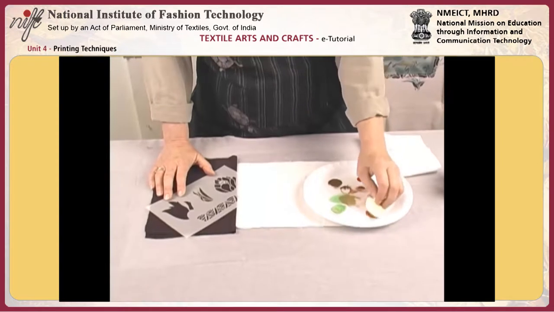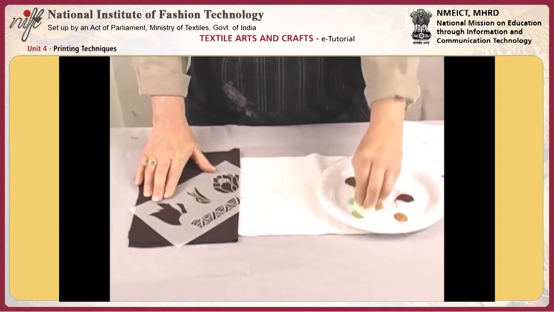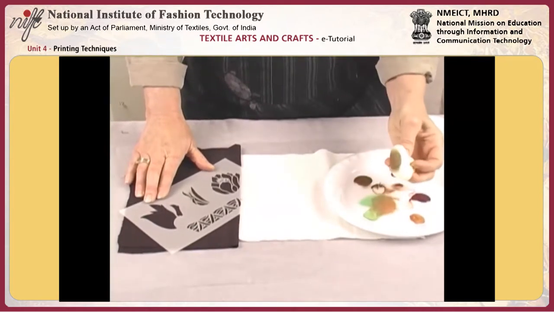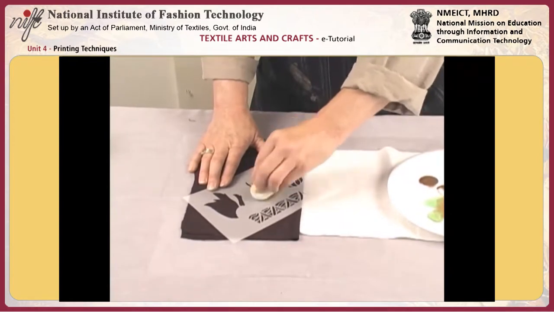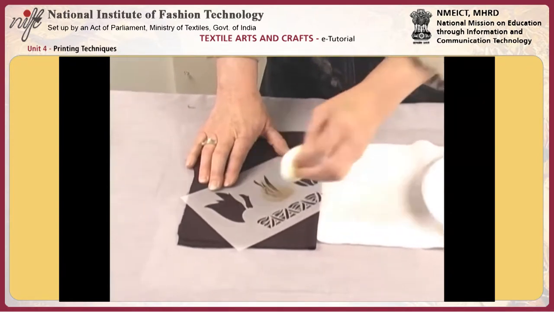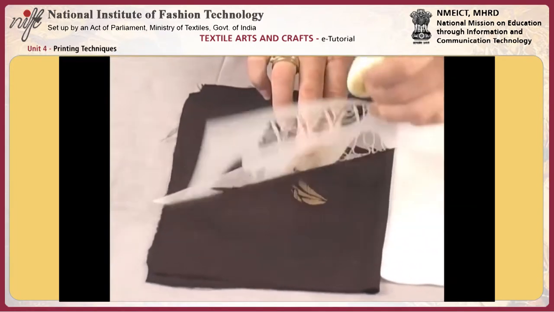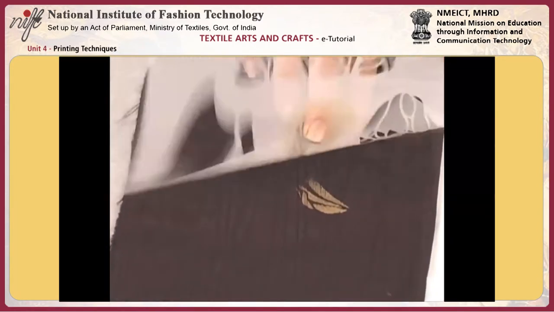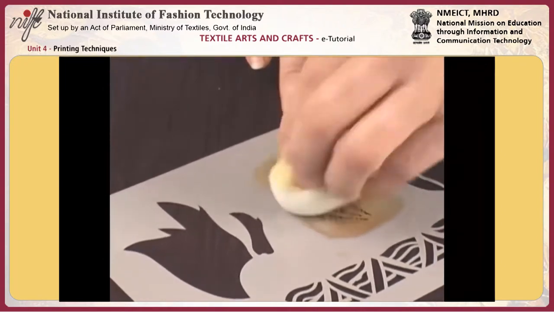So you touch into the paint and you work it around on the plate first until you get a nice smooth surface and application of the paint. Then you go to the printing surface. So when I come to the stencil, I can dab, I can brush, and I can hold the stencil and I can lift it up and see how the printing is going. And I can drop the stencil back down and keep printing.